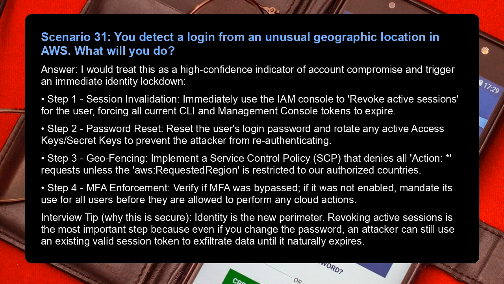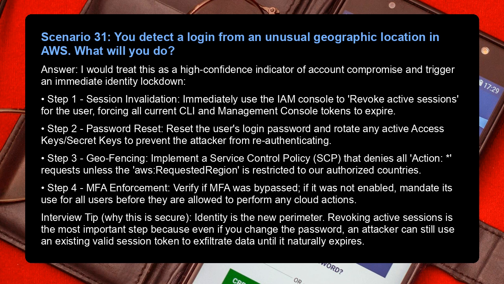Step 3. Geofencing. Implement a service control policy, SCP, that denies all action requests unless the AWS requested region is restricted to our authorized countries. Step 4. MFA enforcement. Verify if MFA was bypassed. If it was not enabled, mandate its use for all users before they are allowed to perform any cloud actions.